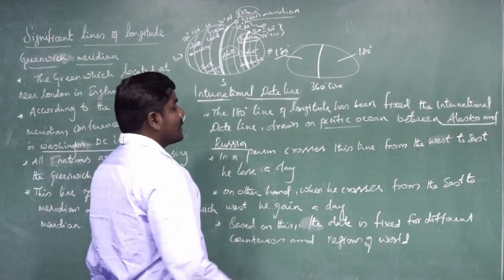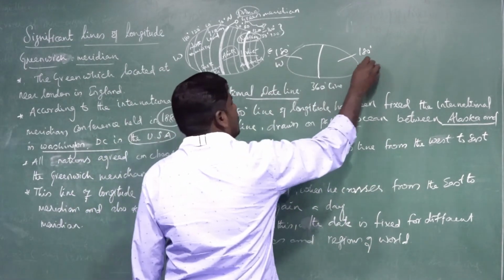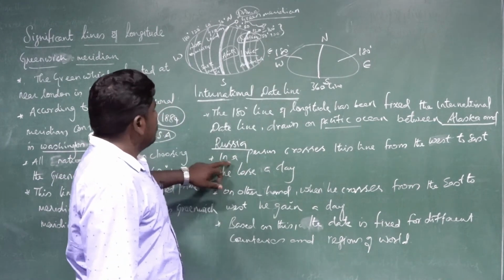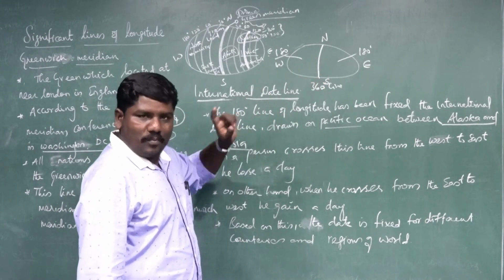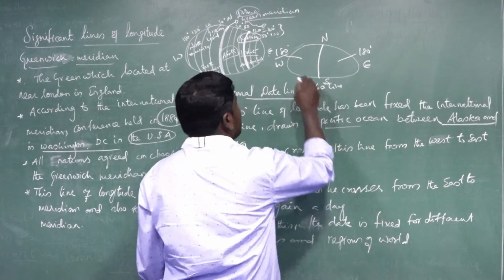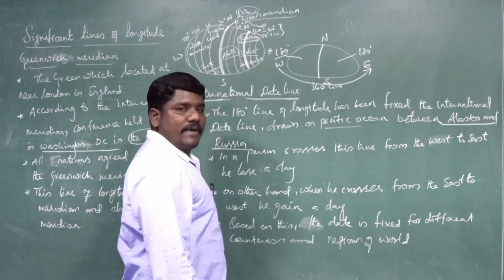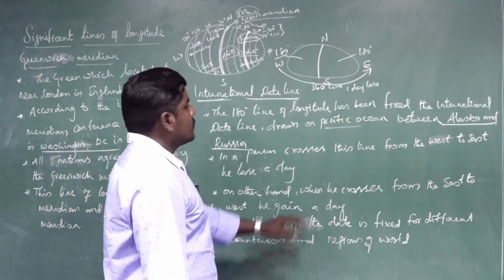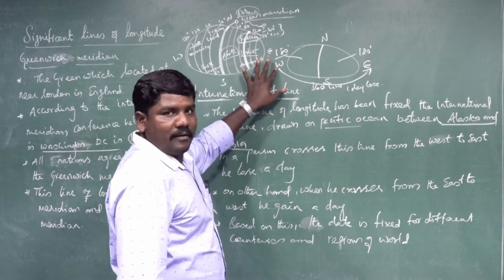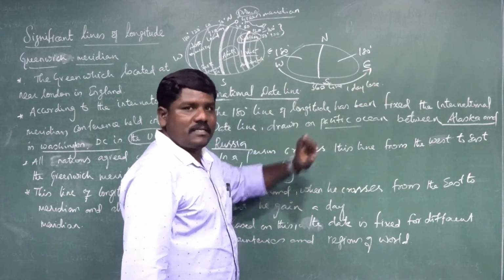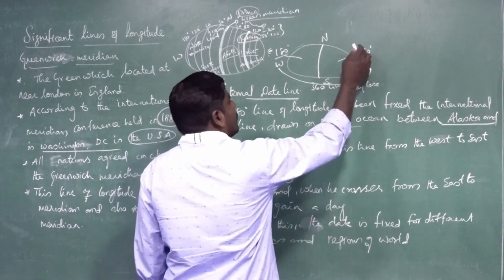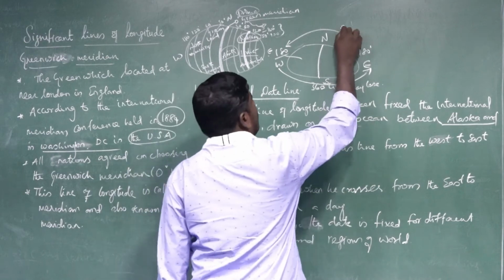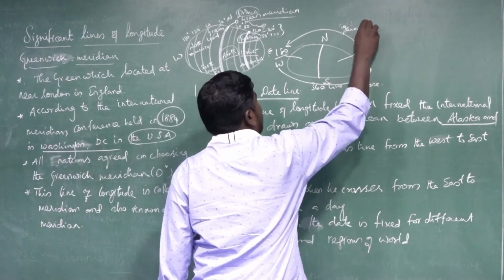A person crossing the line can go west, east, north, or south. Especially at this international date line, when a person crosses this line from west to east, one day is lost. When the same person crosses the line from east to west, they gain one day.